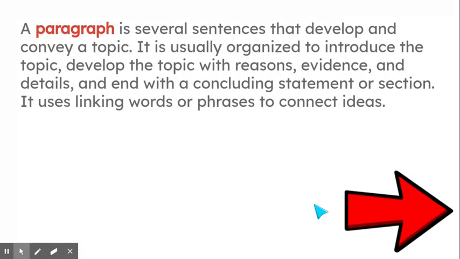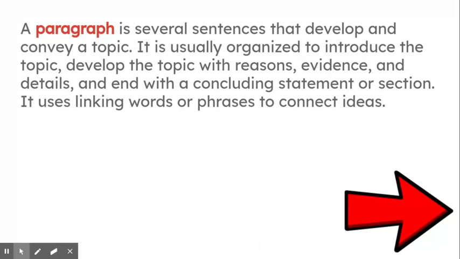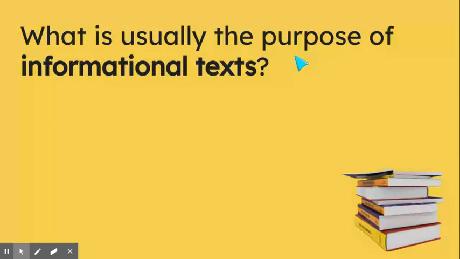just 2 or 3 sentences. Now, a paragraph is several sentences that develop and convey a topic. It is usually organized to introduce the topic, develop the topic with reasons, evidence, and details, and end with a concluding statement or section. It uses linking words or phrases to connect ideas. A paragraph will often be 4 to 6 sentences long. Let's check your knowledge. Is this a sentence, short response, or a paragraph? Great job! That was a paragraph.